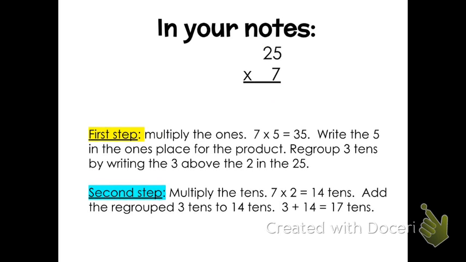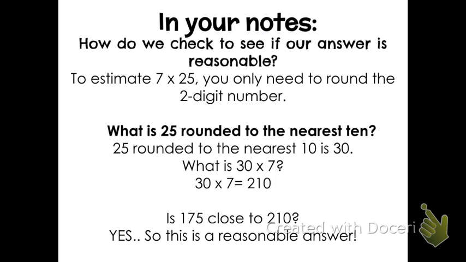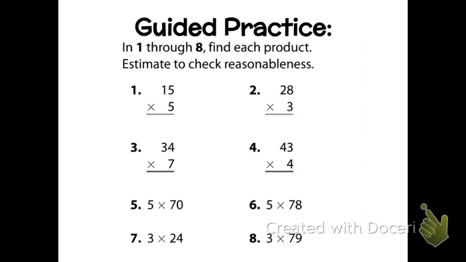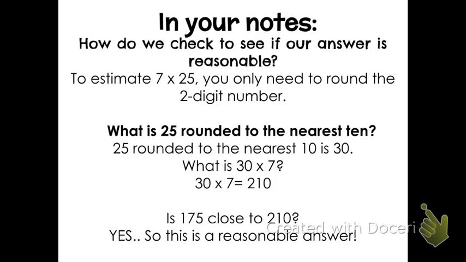So on your next slide, or next page that you have glued in, which is attached to the first part, it says, how do we check to see if our answer is reasonable? To estimate 7 times 25, you only need to round the two-digit number. So I leave my one-digit number all alone, which is our 7 in this problem. And I'm going to estimate my 25. Well, 25 is pretty close to 30, so we're going to use numbers that are easier to work with.